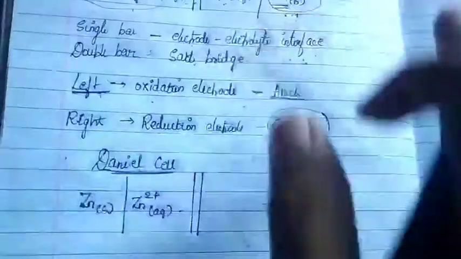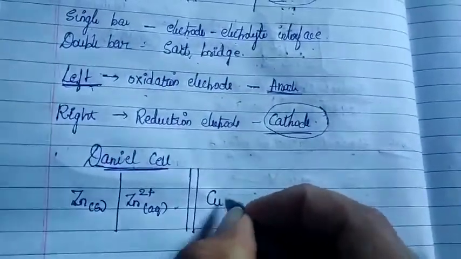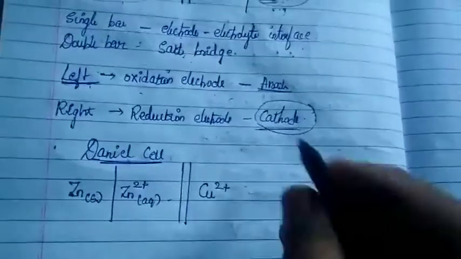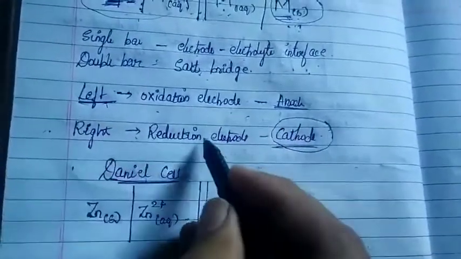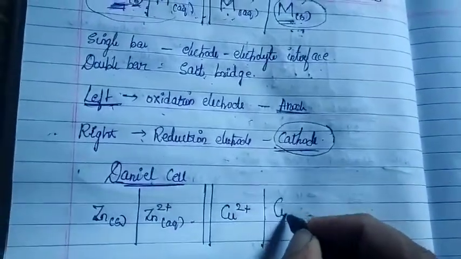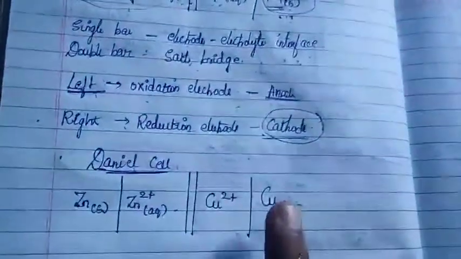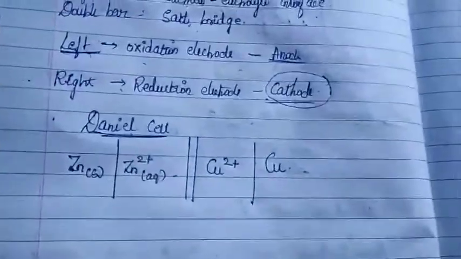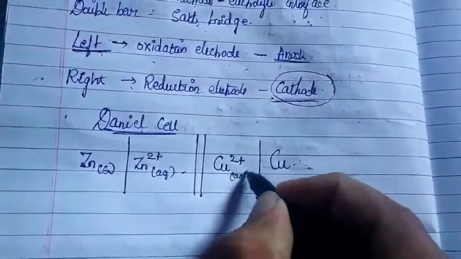ಆ ಎಲೆಕ್ಟ್ರಾನ್ಸ್ ಹೋಗಿದ್ದು ಎಲ್ಲಿ ಫಸ್ಟ್ ಹೋಗುತ್ತೆ? Cu2+ ಗೆ ಹೋಗ್ಬೇಕು. ಫೈನಲ್ ಆಗಿ ಏನ್ ಬರಬೇಕು ನಂಗೆ? ರೈಟ್ ಅಲ್ಲಿ ರಿಡಕ್ಷನ್ ಎಲೆಕ್ಟ್ರೋಡ್, that is your cathode, that is your copper, where it is undergoing what? ಗೇನಿಂಗ್ ಆಫ್ ಎಲೆಕ್ಟ್ರಾನ್ಸ್. ಇಲ್ಲ ಒಂದು ಕೆಲಸ ಮಾಡೋಣ, ಇನ್ನೂ ಸುಲಭವಾಗಿ ಹೇಳಬೇಕು ಅಂದ್ರೆ this is aqueous, this is solid.